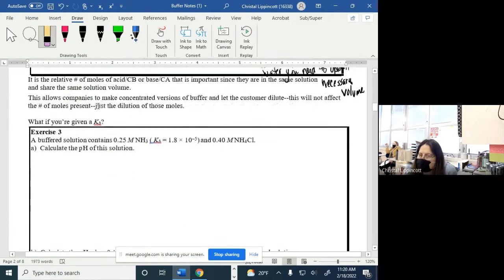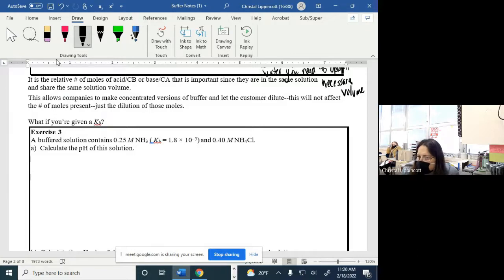It is the relative number of moles of the acid and conjugate base, or base and conjugate acid, that is important, since they are in the same solution. They're in the same volume. So using this method, you can use moles and come out with the same answer, because the volume is the same. They're in the same container, so the volume isn't going to be changing.